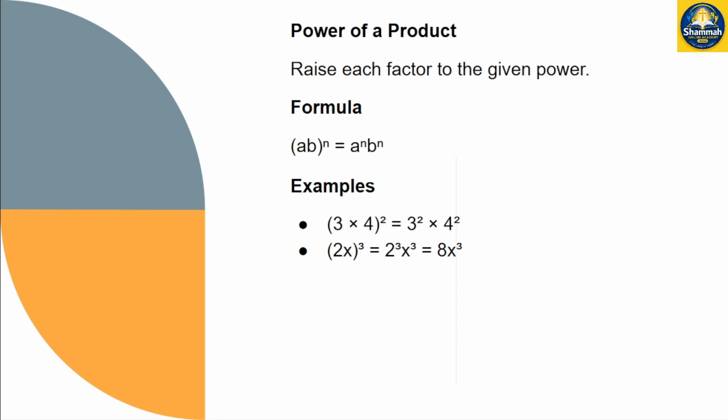If we have (2x) in brackets raised to power 3, what we ought to do is 2 raised to power 3 and x raised to power 3. What is 2 raised to power 3? 2 raised to power 3 is what? 8. Alright, so that answer becomes 8x raised to power 3.